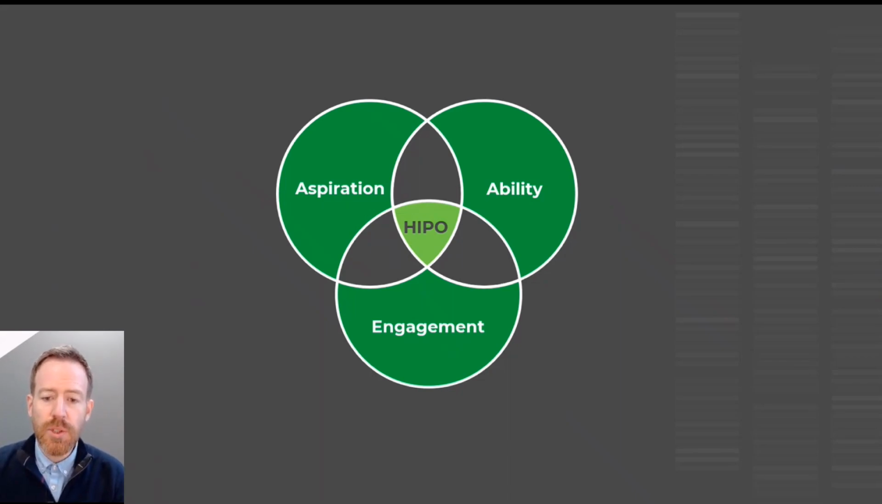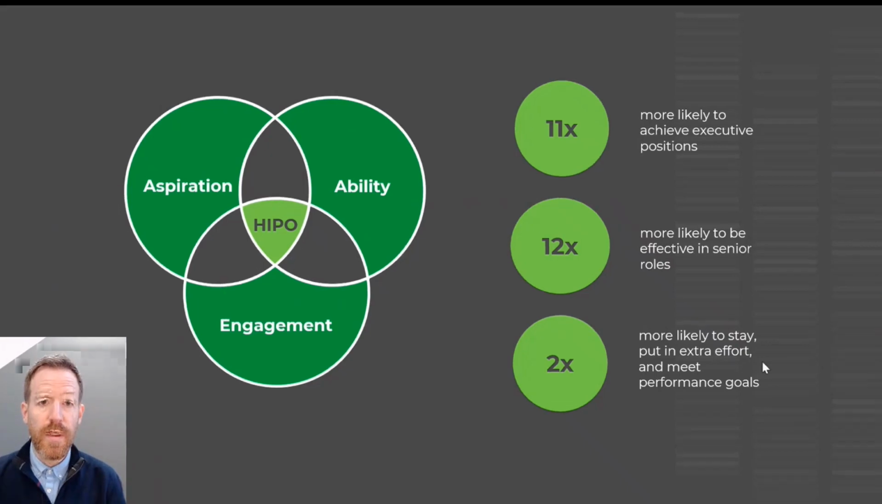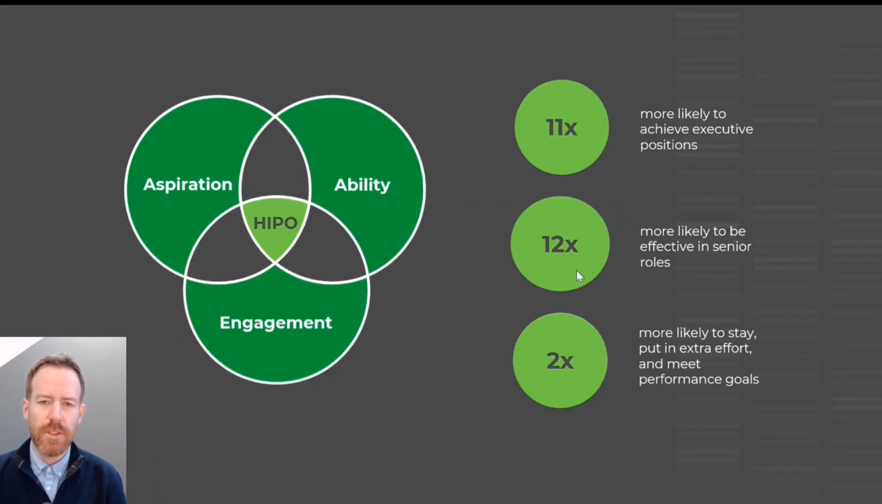We also found that true hypos who show strengths in all three of these areas are 11 times more likely to achieve executive positions. And they're 12 times more likely to be successful once they get there. And they're twice as likely to stay, put in that extra effort and meet their performance goals. So that's what this solution is all about. The SHL platform looks at your participants' assessment results and identifies who has that all-important high aspiration, ability and engagement.